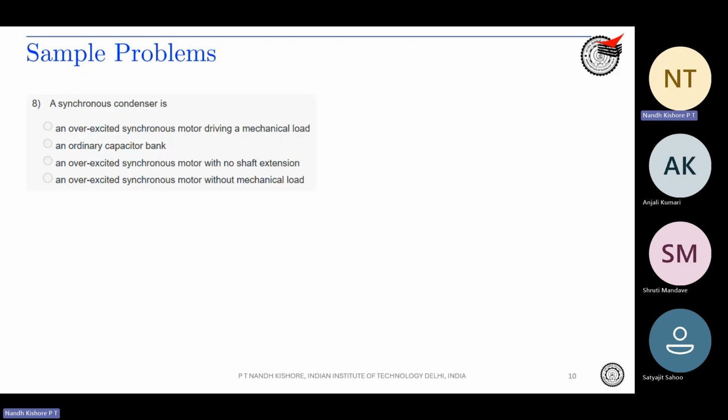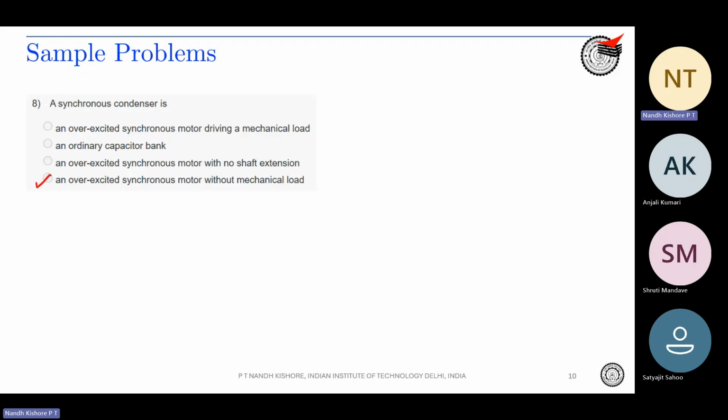And you always know that a synchronous motor which is under-excited behaves as an inductive load, whereas a synchronous motor which is overexcited behaves like a capacitive load. That is, it is able to supply your reactive power. So I think option D is the answer.